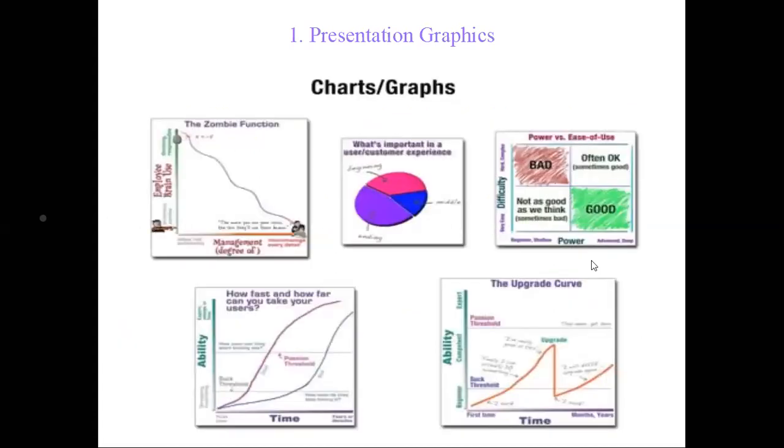So these are examples of the graphs or charts that are created with the help of computer graphics. The zombie function is shown here. The pie chart is given here, or the power versus ease of use. So different graphs or charts are created with the help of computer graphics, and the data is represented instead of text or the Excel sheet. The data is represented in the form of charts or graphs.